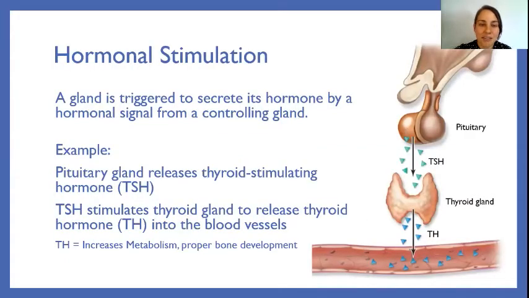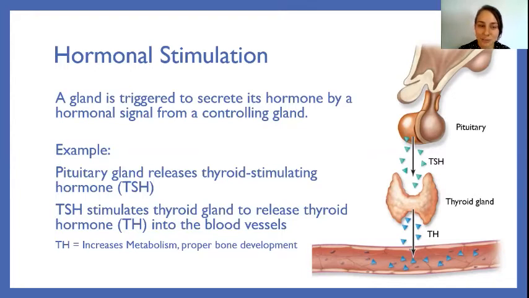First off, we have the hormonal stimulation. Now this example is going to be using the pituitary gland, which is in your brain, releasing a hormone that travels down to the thyroid in your throat, which will release the hormone into the blood. So this example is on the thyroid specifically. The thyroid gland is going to be triggered to secrete a hormone by a hormonal signal from a controlling gland, in this case, the pituitary.